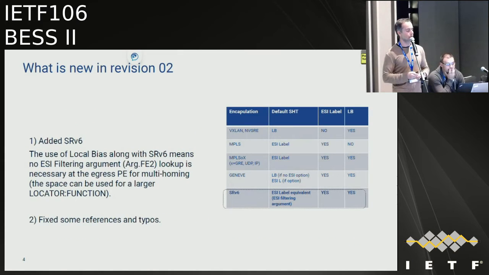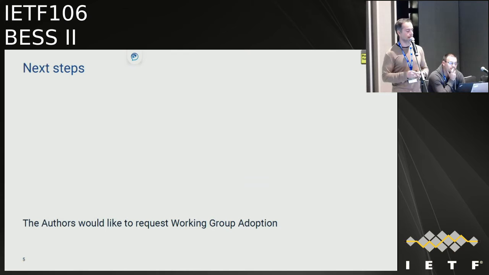What have we added in the new revision, 02? We added SRv6 support. In SRv6, if you look at the SRv6 services draft, the split horizon filtering is based on something equivalent to the ESI label that goes into the argument of the SID. Obviously it's an IP encapsulation, so you have the choice of using local bias, and in some cases you may want to do that because you want to save an extra lookup on the argument of the SID. So that's why we added this. We also fixed some small things and typos. And basically what we want next is to request working group adoption, of course, to get more feedback. We think the document is ready for working group adoption.